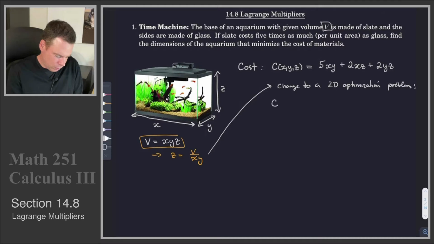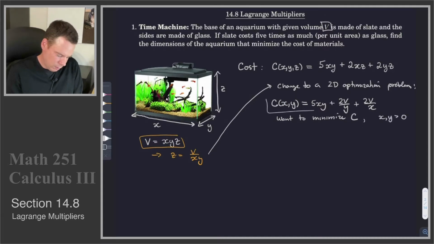So the way we're going to do that is we're going to look at this as a function of two variables. It's 5xy plus, and we're replacing z with v over xy. So this is 2v over y plus 2v over x. And what we want to do is we want to minimize this function. So we want to minimize c, where x and y are allowed to be anything bigger than 0.